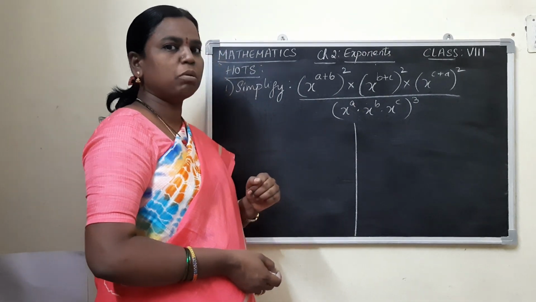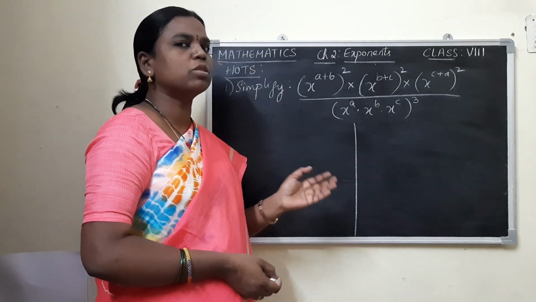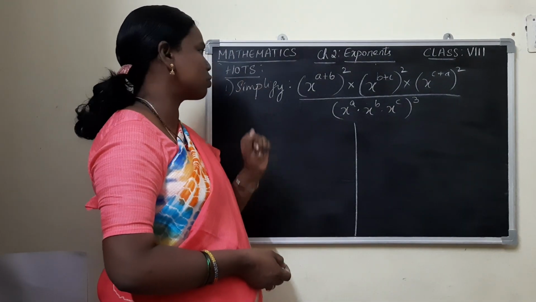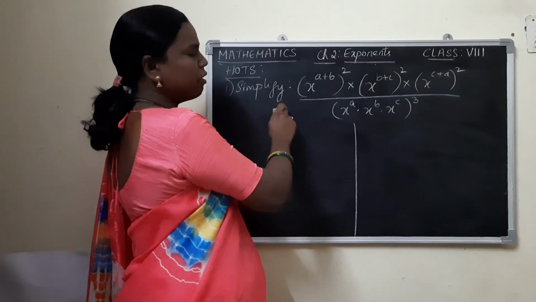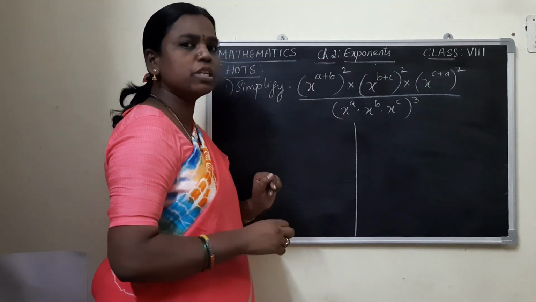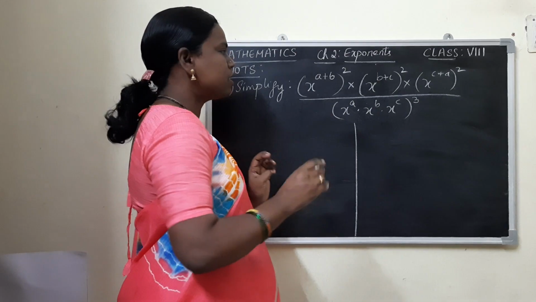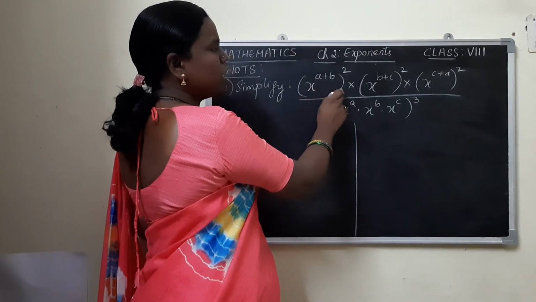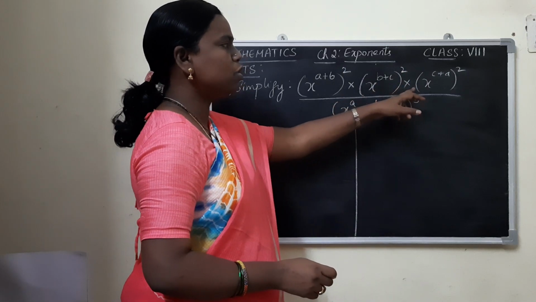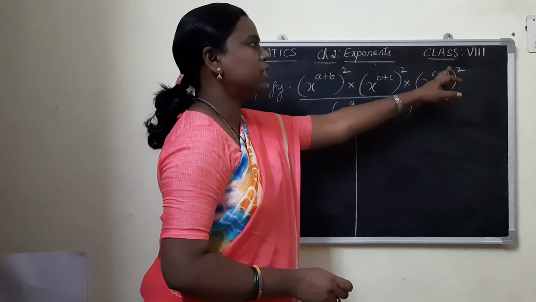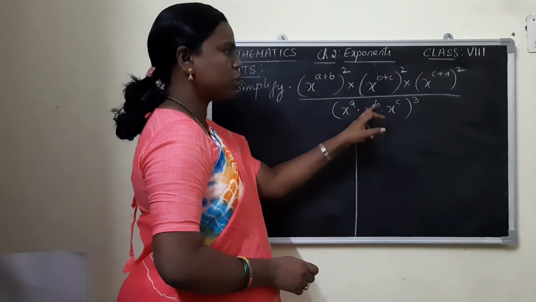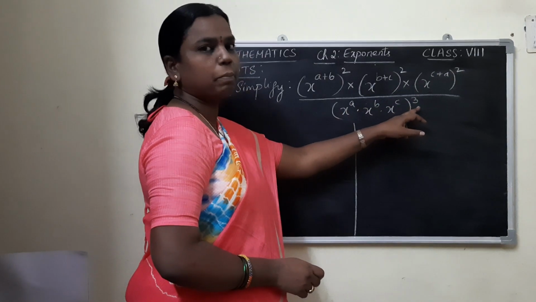Now we have just seen scientific notation, standard form and also comparison. Now let us solve some higher order thinking skills questions, that is HOTS questions. One of the questions is simplification. The question looks a little complicated, but when you use the laws of exponents this becomes very simple. So x to the power of a plus b whole square, multiplied by x to the power of b plus c whole square, into x to the power of c plus a whole to the power of 2, divided by x power a into x power b into x power c whole to the power of 3.